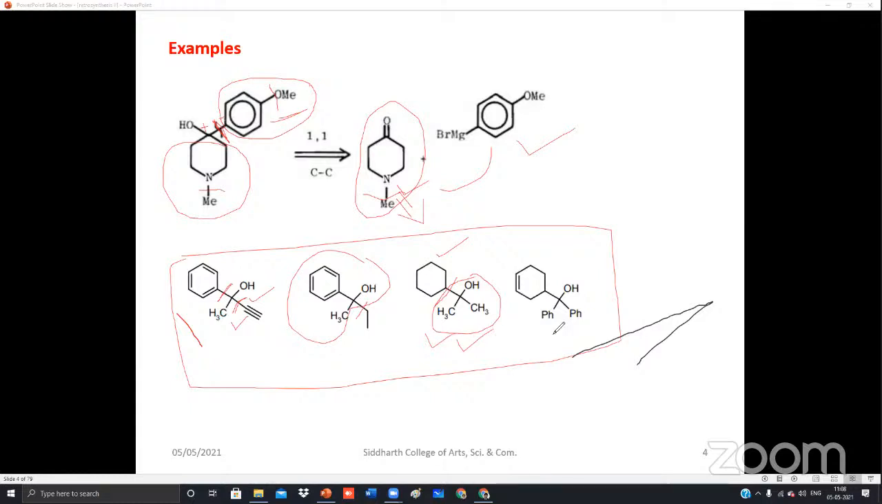Whereas this is another molecule where you have to be very logical. If I disconnect over here, this will be the part of the Grignard reagent and this will be the benzophenone, which is easily available in the market. So this way you have to be logical while doing the disconnections.